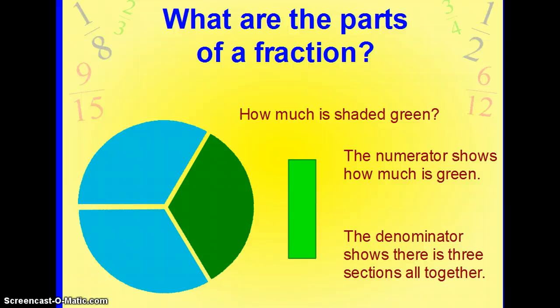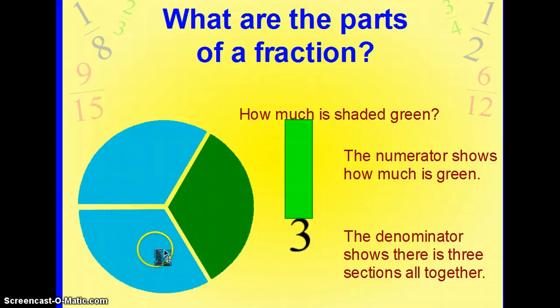Again, let's look at what are the parts of a fraction. If we look at this pie right here, this pie consists of 3 whole pieces, 1, 2, and 3. The question is, how much is shaded green? So we look at the denominator, which shows that there are 3 sections all together. So the bottom number, the denominator, is 3.